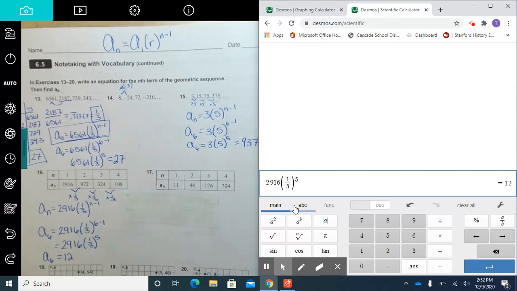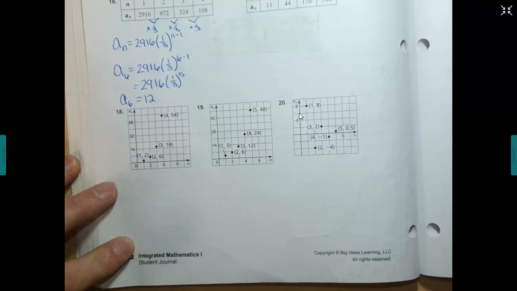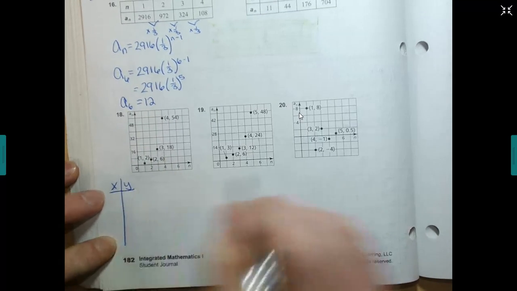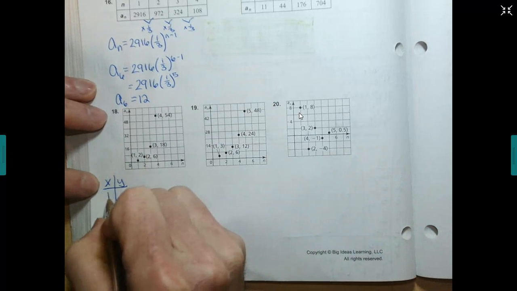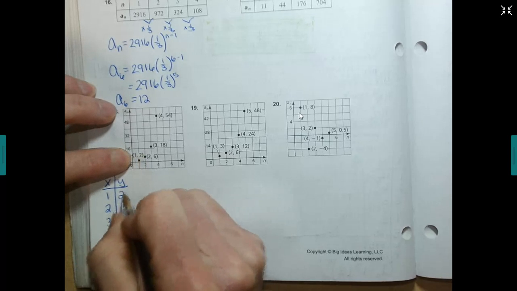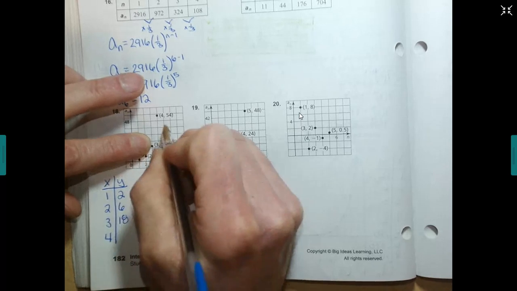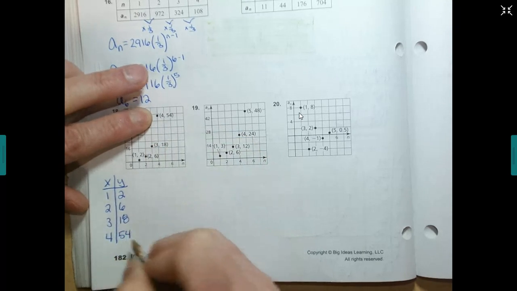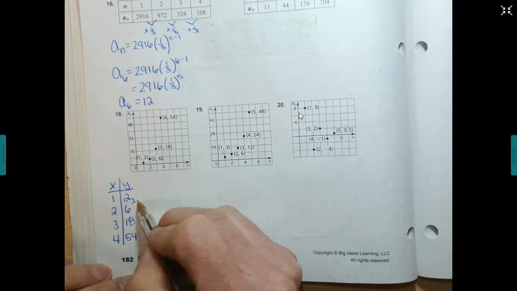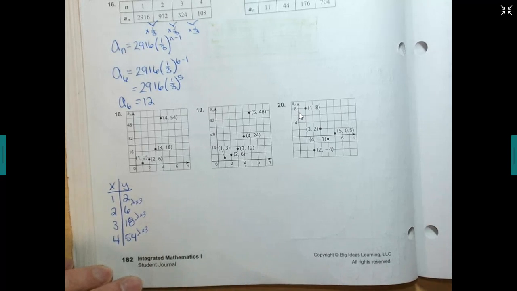So you have points here for number 18. The first thing I would do is make a table. Make yourself a table. So I have 1, 2, 3, 4. So I have 1, 2, 2, 6, 3, 18, and 4, 54. There's my table, and let's look, that's times 3, times 3, times 3 all the way down.